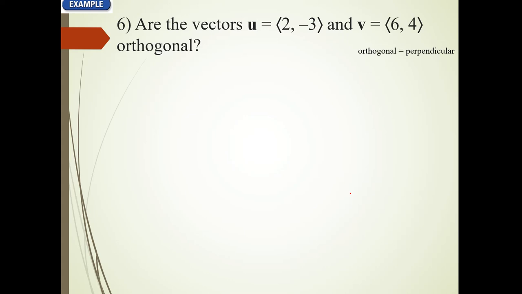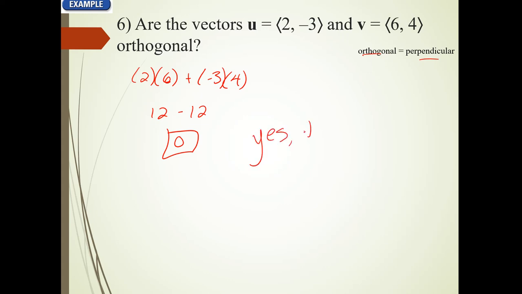So pause the video, try this one on your own. We want to determine if these two vectors are orthogonal. Remember, orthogonal means perpendicular. So let's just find their dot product. We're going to do 2 times 6 plus -3 times 4, 12 minus 12. Holy smokes, people. I don't know why I circled the 0. The question is whether or not they are orthogonal. Yes, they are orthogonal because their dot product is 0.